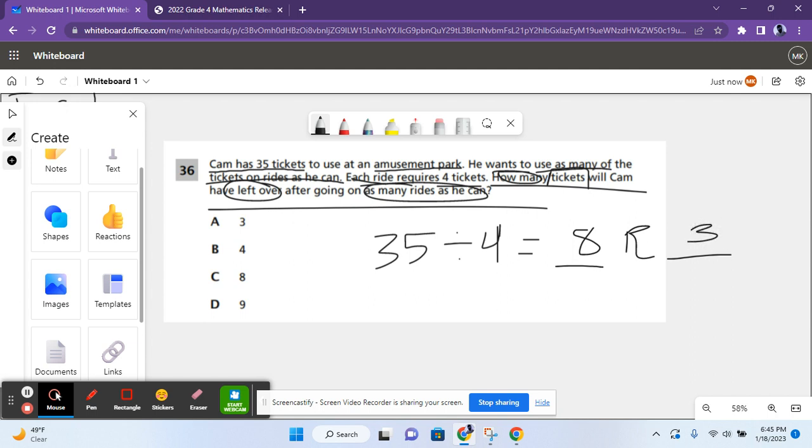He will have 3 tickets left over, because if he goes on 8 rides, that uses up 32 tickets, but he'll still have 3 left over. So, A is the correct answer for question 36.